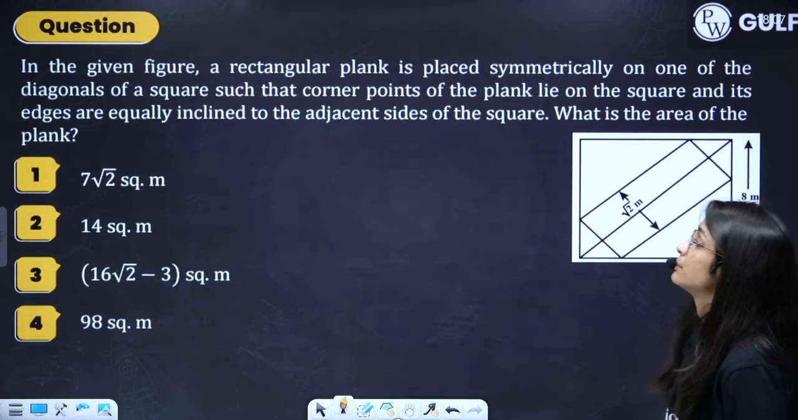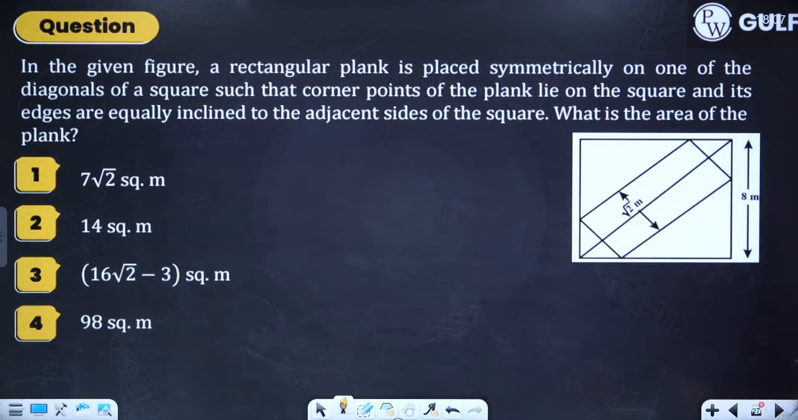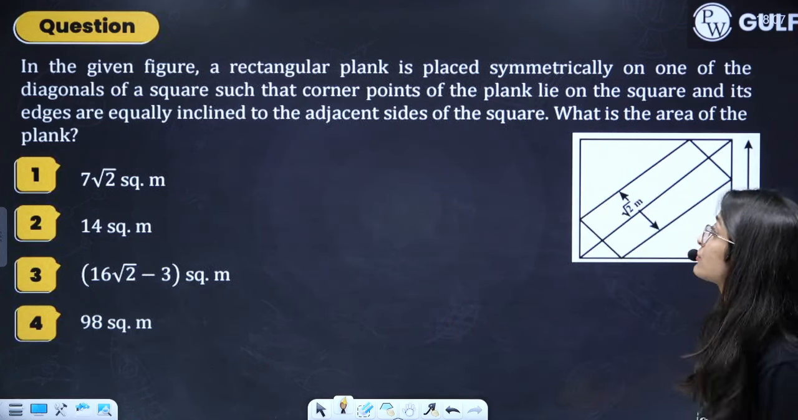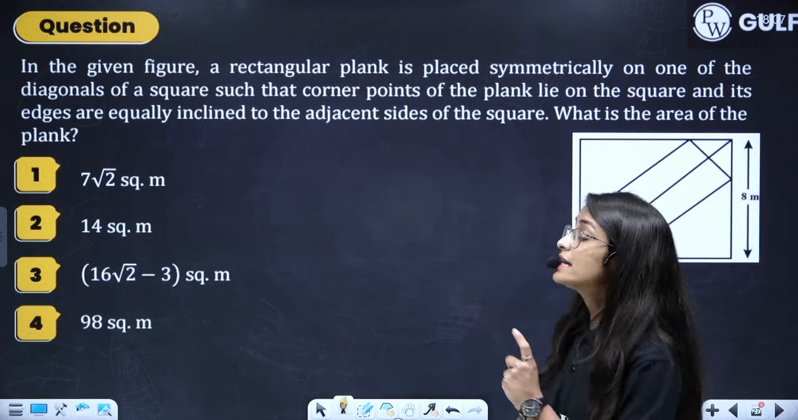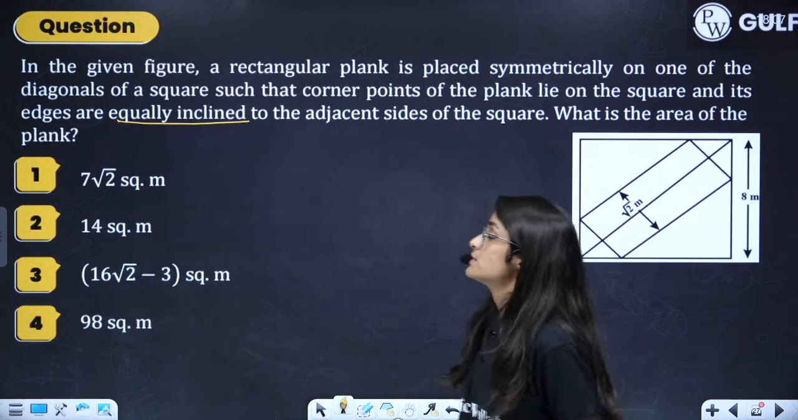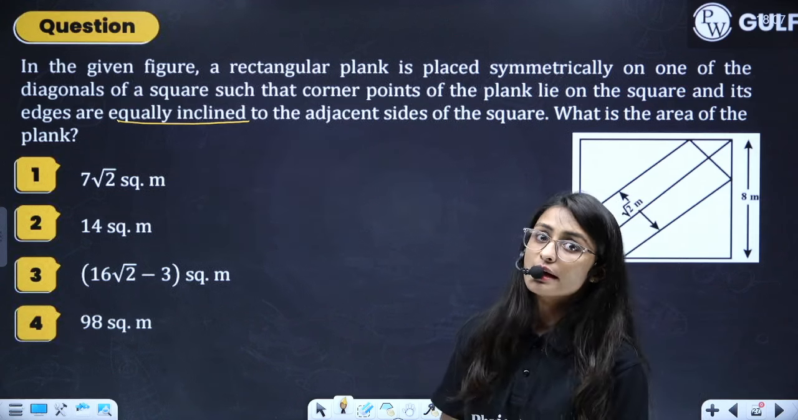Moving further, in the given figure, a rectangular plank is placed symmetrically on one of the diagonals of a square such that the corner points of the plank lie on the square and its edges are equally inclined. I would focus on this phrase, equally inclined to the adjacent sides of the square. What is the area of the plank? Now we need to find the area of the plank.